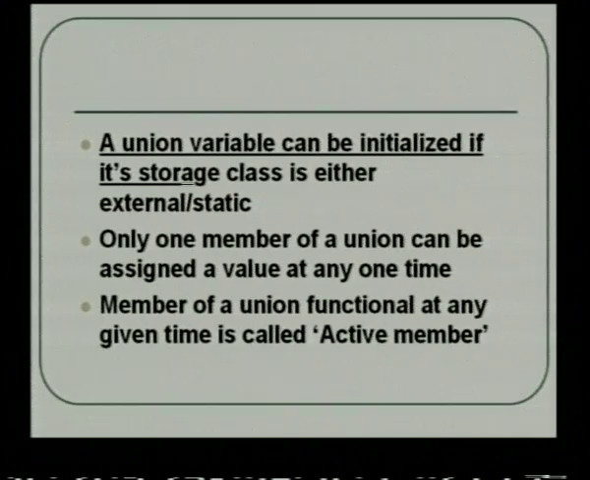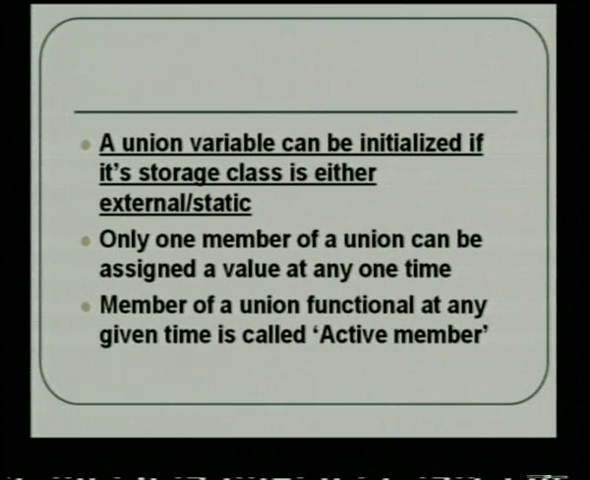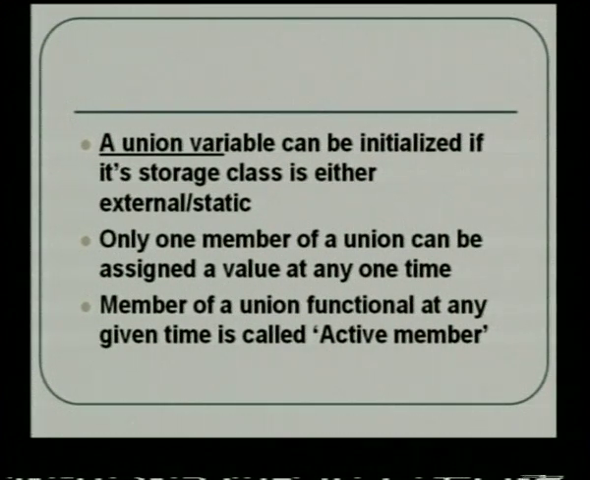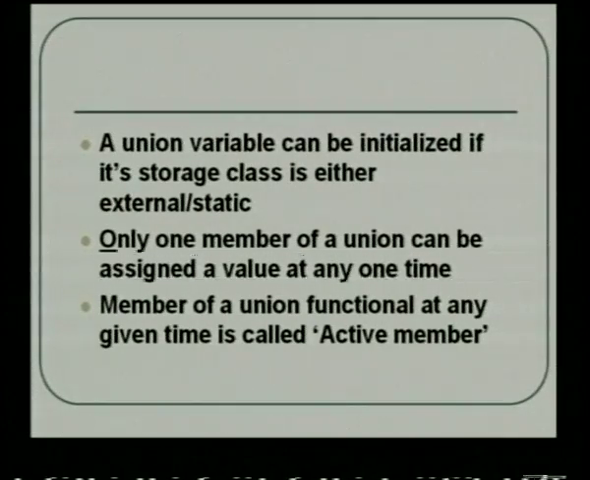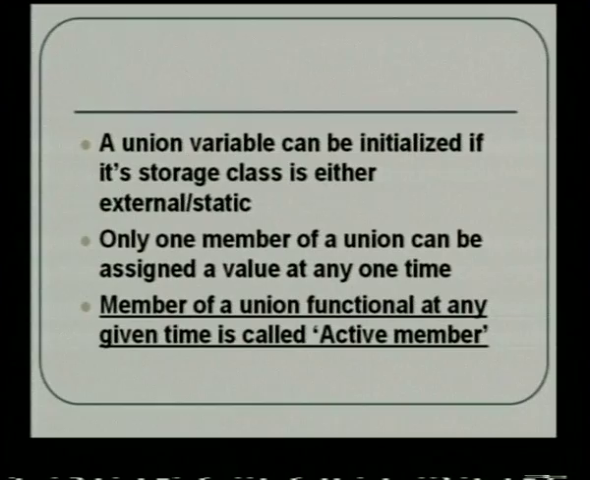Now, for a union variable to be initialized, its storage class has to be either external or static. We have already seen the storage classes of variables: auto, external, static and register. So only if the union variable is external or static can it be initialized. Only one member of the union can be assigned a value at any one time; we have already seen this from the previous program. A member of a union which is functional at any given time is called the active member. So in the previous program, in the first statement the active member was color, and in the second statement the active member was size, that is, the integer value.